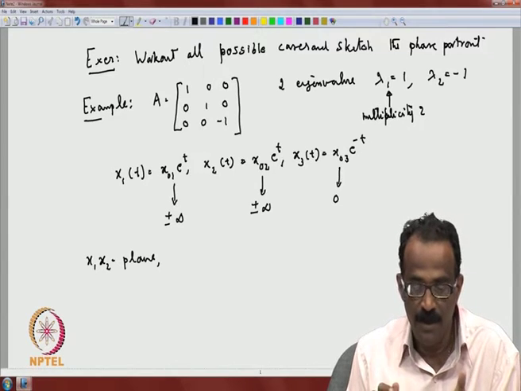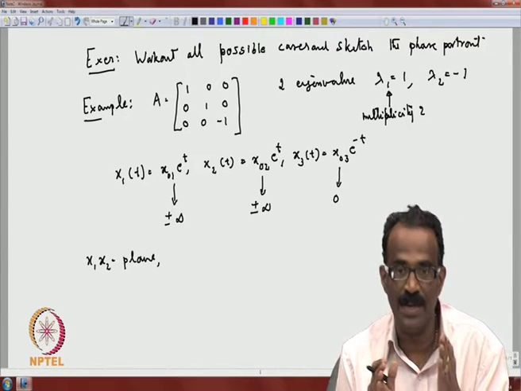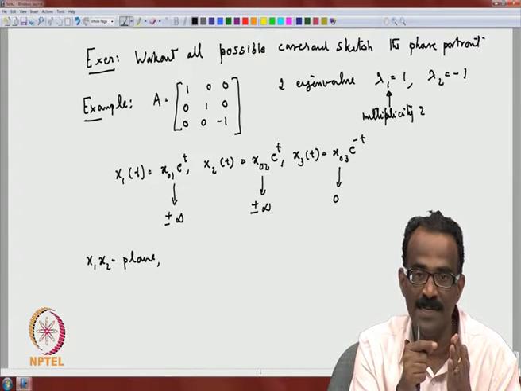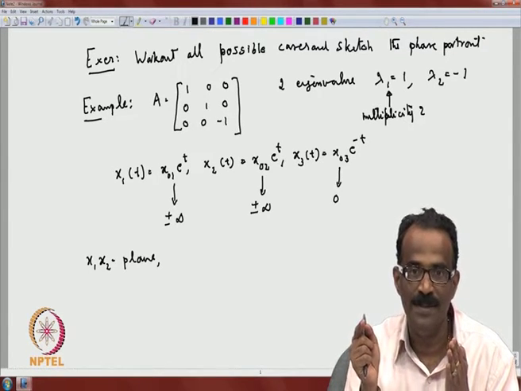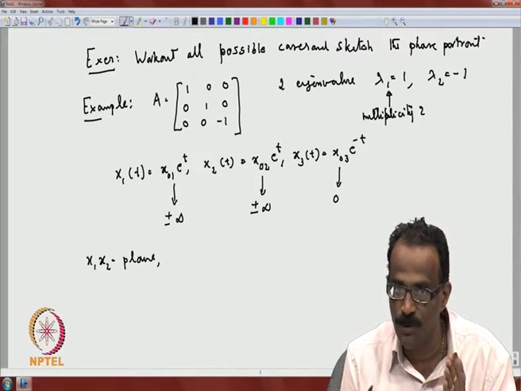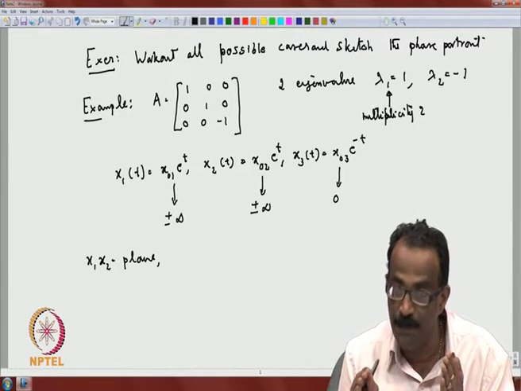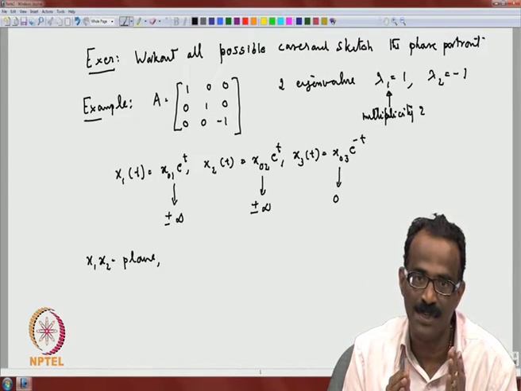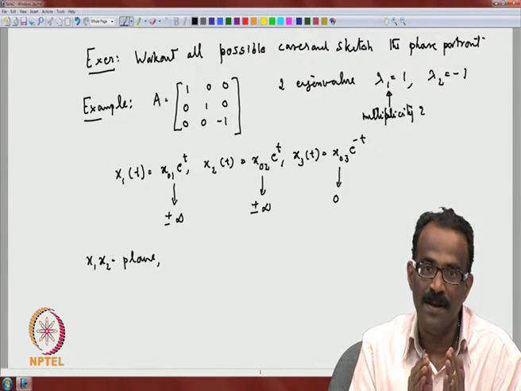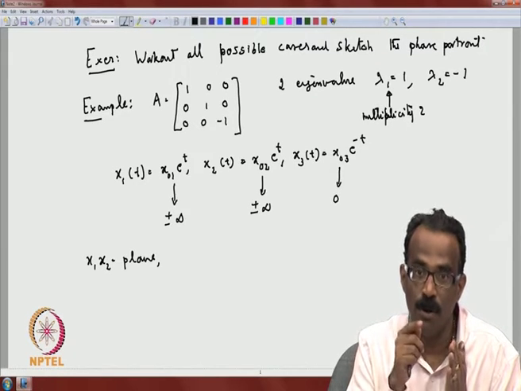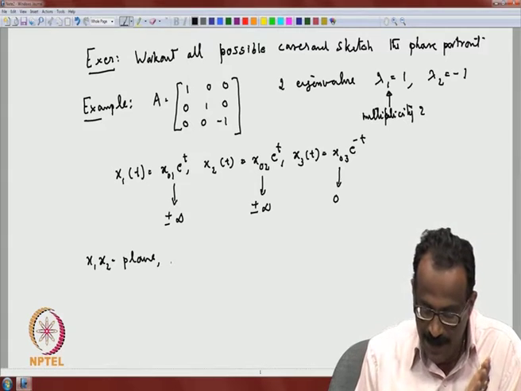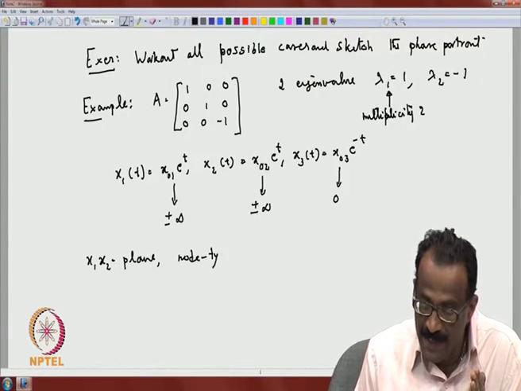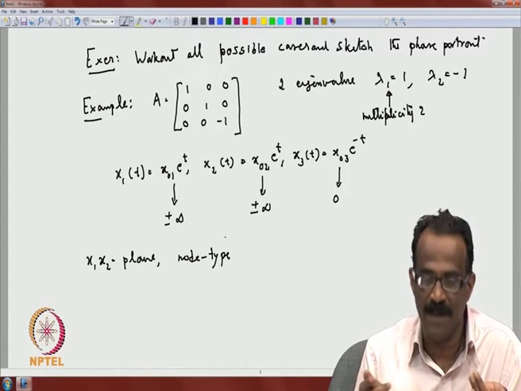So, that graph, if you are looking only at initial values in the x1 x2 plane, if you are starting with the initial third component 0, then x03 is 0, so x3(t) will be 0 for all t. Hence, if you are starting a solution in the x1 x2 plane, it will remain there, and in that case it is a node type singularity. These are straight lines because you have the same eigenvalue 1.